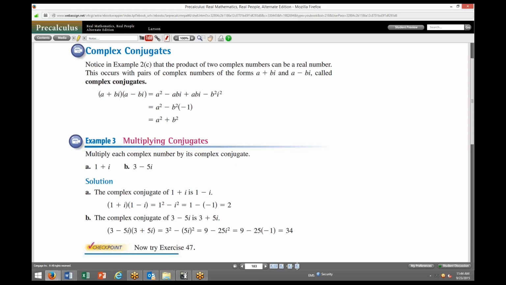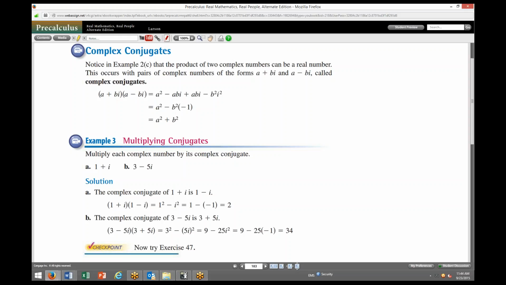So the principle is, class, the conjugate of the conjugate of any complex number is that complex number itself. So the conjugate of the conjugate of 4 plus 7i is 4 plus 7i. The conjugate of 4 plus 7i is just 4 minus 7i. And then the conjugate of 4 minus 7i returns you back to 4 plus 7i. So that's true with any complex number.